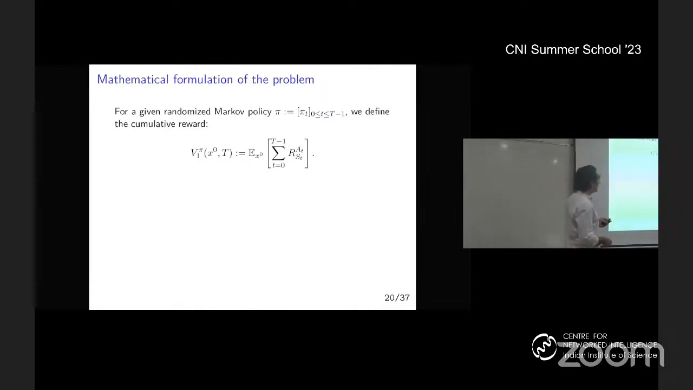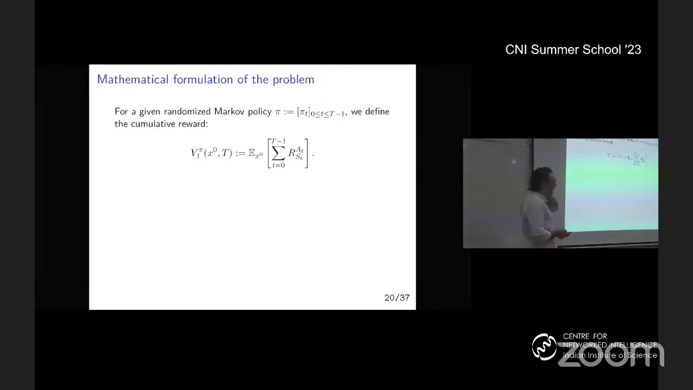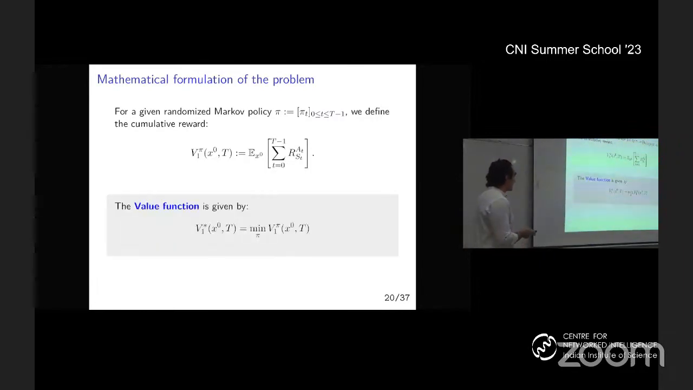So this is our reward for a given policy pi. I will not always define all my rewards, but note that when I'm using a pi here, it means that I will replace my Markov chain with a policy pi. And the value function, when I'm using a star, or there is no pi there, it means that I've taken the minimum. So basically we define the value function to be the best policy, the one which is minimizing my value function.